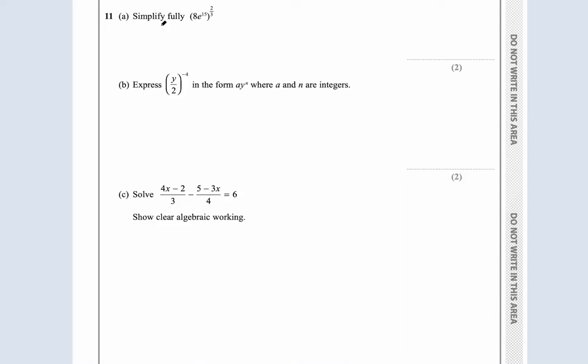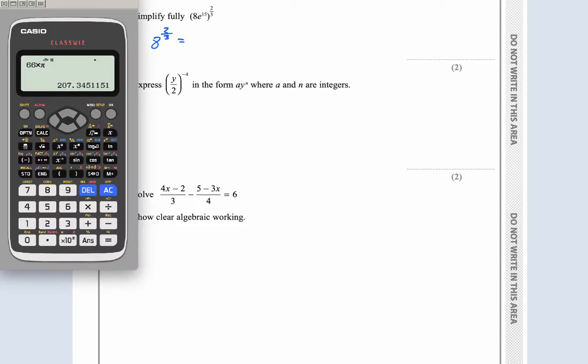Simplify fully this. So guys, you can do 8 to the 2/3 on your calculator. It is 4. Let me just make sure you know how to do it on your calculator. 8 to the power of 2/3, which is 4. So this is 4.